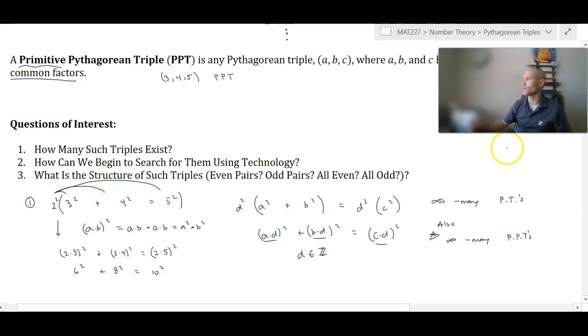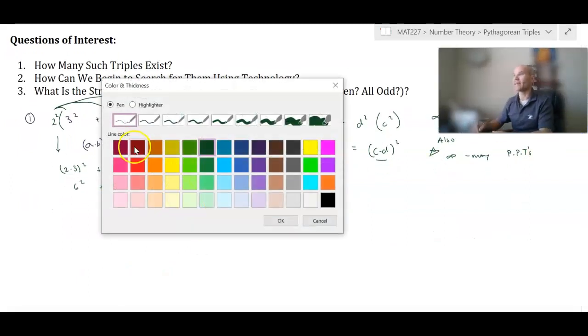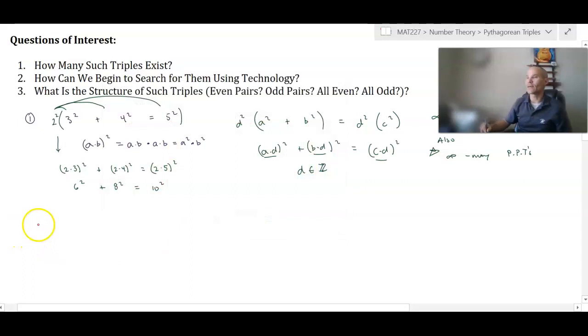Okay, how can we begin searching for these? That's an interesting question. Most things are done using technology these days, and it is nice that we can actually generate them. So here's sort of the idea. Let's say that we just start off with a table of values for a, b, and c. And this is just the brute force way that we could do it.